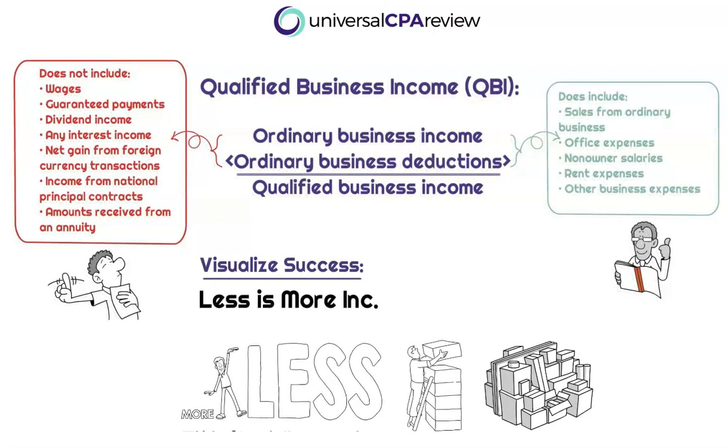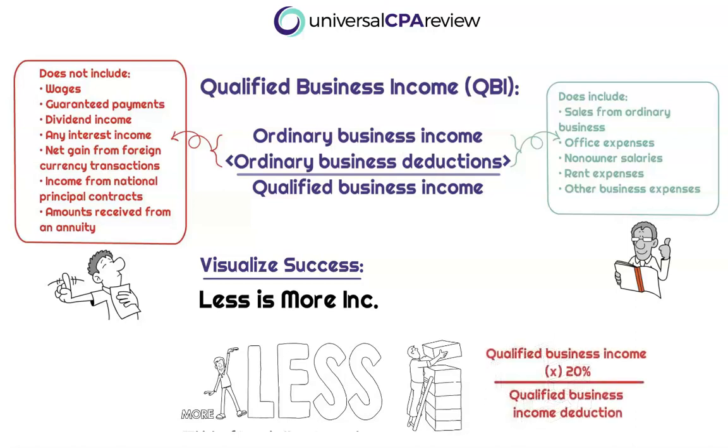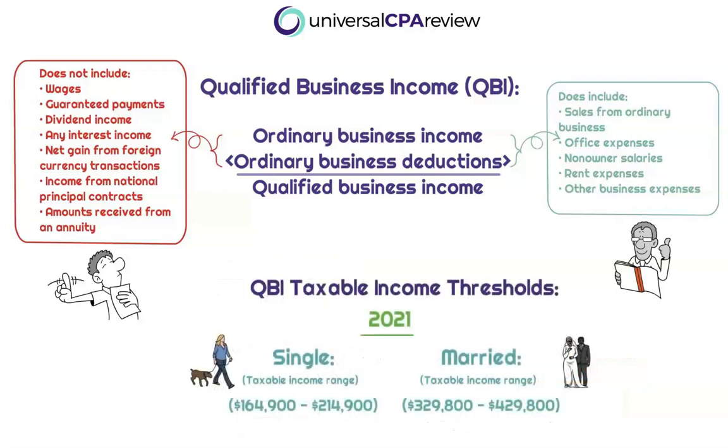Assuming that the owner who's receiving qualified business income from Less is More Inc. is going to keep their taxable income under a specific threshold, then they're going to be allowed by the IRS to take a 20% deduction. And that's a fantastic deduction for small business owners. 20% just for qualifying as this qualified business is huge. But not so fast. The IRS is going to have limitations. Not everybody can take this deduction. And as we said, the more money you make, the less you can take, and the less money you make, the more you can take.